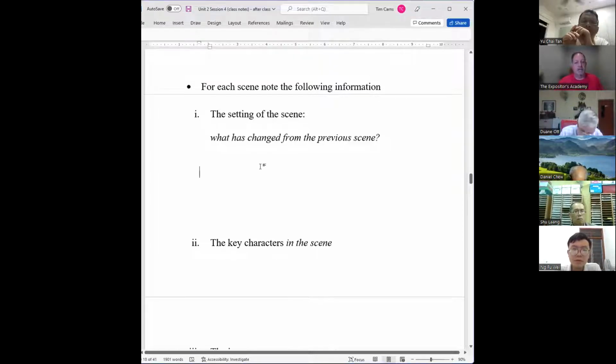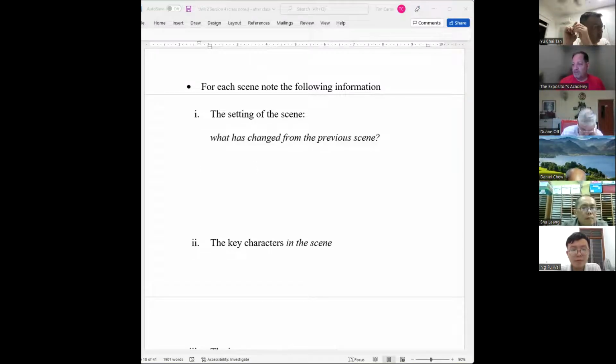First we identify every scene in the story, then we go back and examine each scene, and within that scene, we want to note these particular things. The setting, again, we've really already done that, but what has changed from the previous scene? Is it the next day? Is it another location? Is it another group of characters? So we want to first identify what has changed from the previous scene.